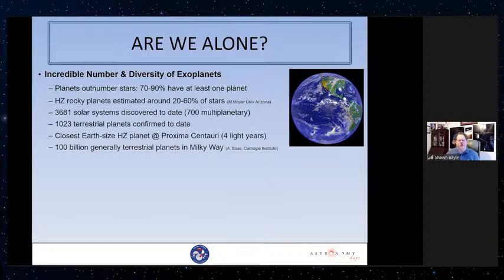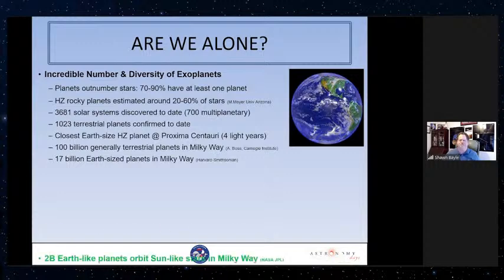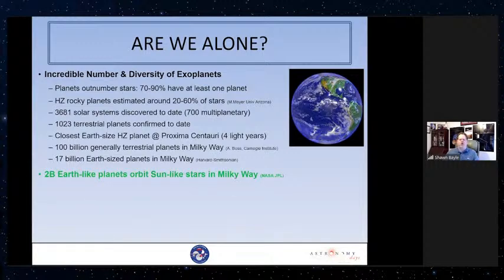So we've got the Carnegie Institute that ran the mathematical model, and they say there are 100 billion terrestrial planets in the Milky Way. Harvard comes in and says, well, there are 17 billion Earth-sized planets of those 100 billion. That's a lot of exoplanets like Earth, Emily. And when you boil it all the way down, NASA's JPL estimate is that we've got 2 billion Earth-like planets that indeed orbit sun-like stars.